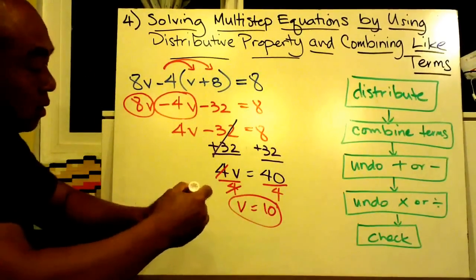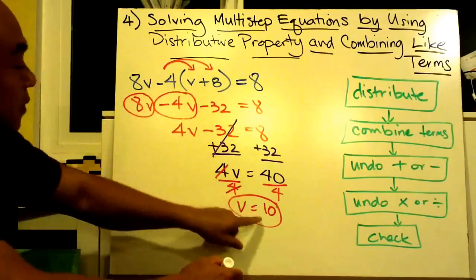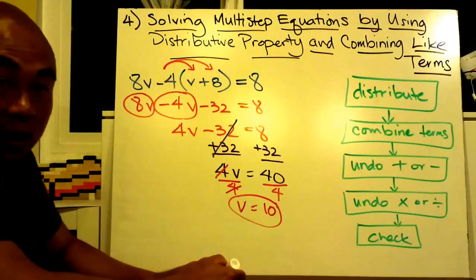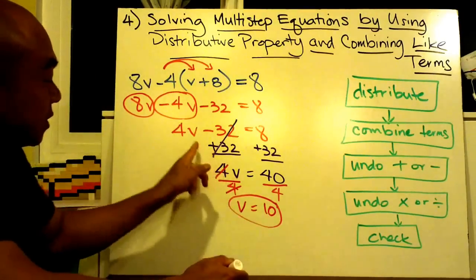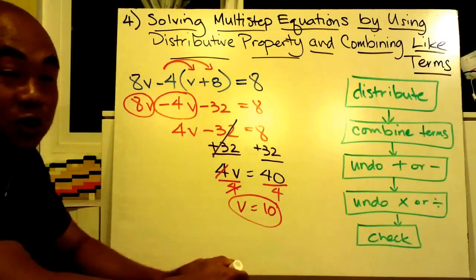And again, you may check this, plug this into here. You may even plug this into here, because this and this right now are equivalent equations. So if I wanted to check it real quickly, plug it into here. 40 minus 32 is equal to 8. So that is my check on this.